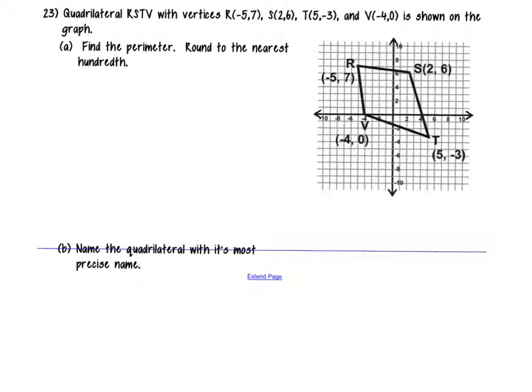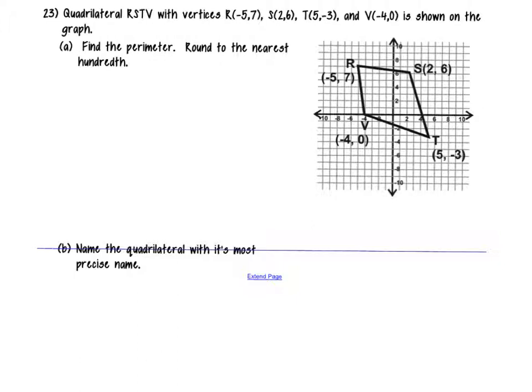All right, last one. I know that you're excited because I'm excited. All right, so quadrilateral RSTV with the given vertices is shown on the graph. Find the perimeter and round to the nearest hundredth.